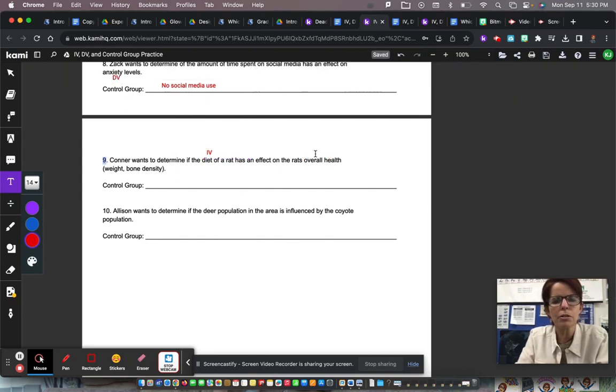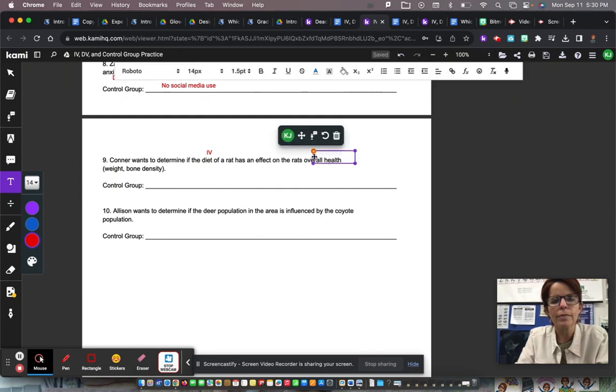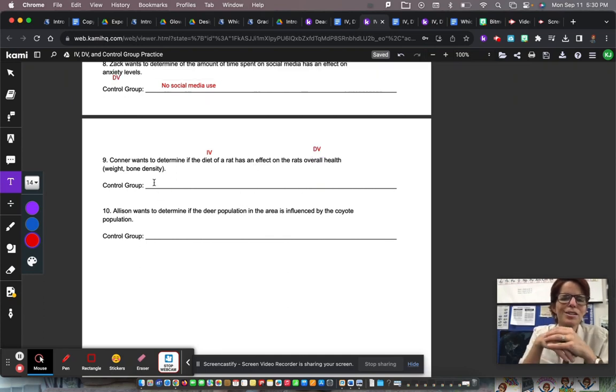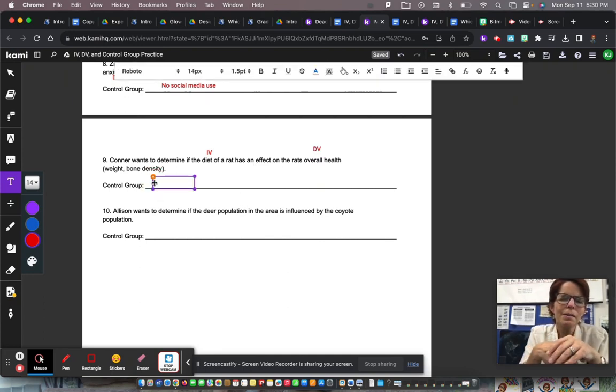Oops, he's going to be measuring. Why is that not working for me? There we go. Dependent variable is the overall health. How healthy are those rats? So what's the control group here? Well, it's whatever is a normal diet for the rats, and that would be difficult to know, but the diet that they would have in the wild, and then he's going to change different types of diets, maybe a fattier diet or a more vegetarian diet, and see what impact that has on the rats.